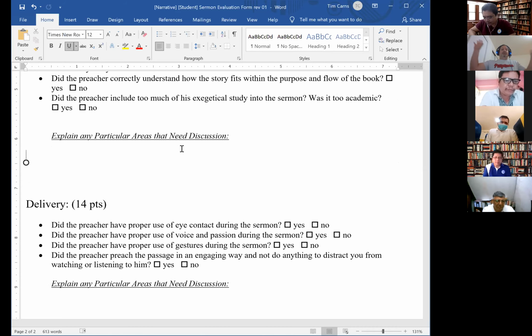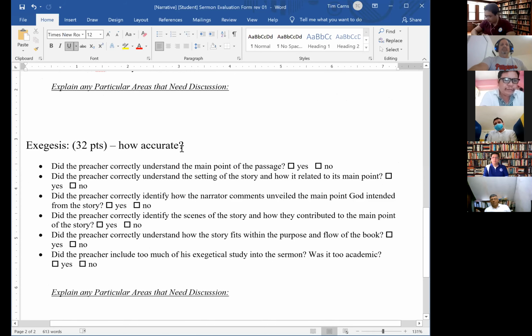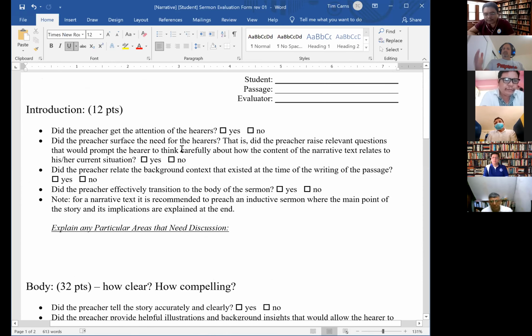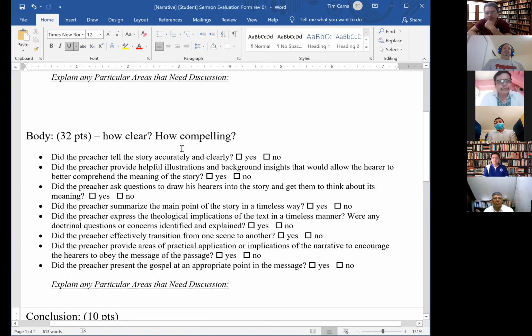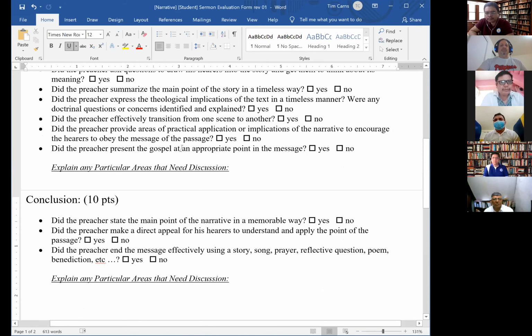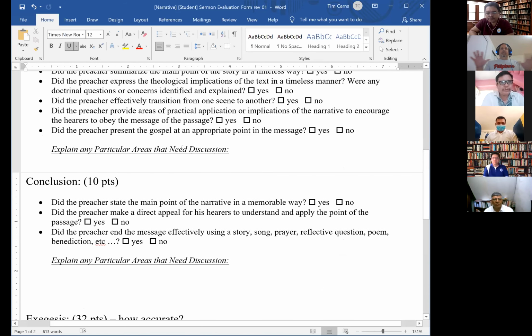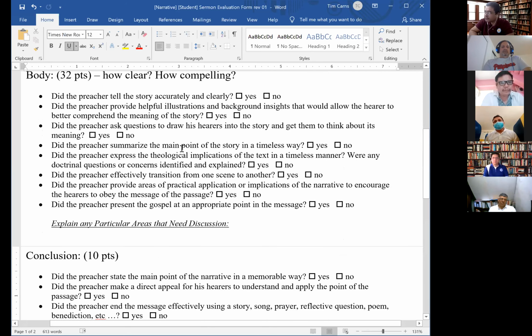Any sermon, no matter what genre you're preaching, do you have eye contact? Are you using gestures? Is there passion, conviction? I mean, that's going to apply to any type of genre. The introduction is going to be basically the same for any type of genre. Are you getting the attention of the hearers? Are you surfacing a need? Do you effectively transition to the text? Okay. Illustration, application. Those are going to be needed in any genre that you teach. Conclusion is going to be the same essentially for every genre. So there are a lot of similarities, but there are a few distinct differences depending on the genre that we have.